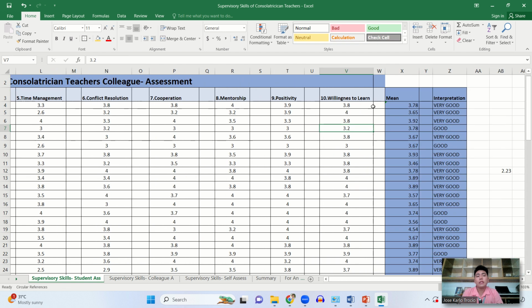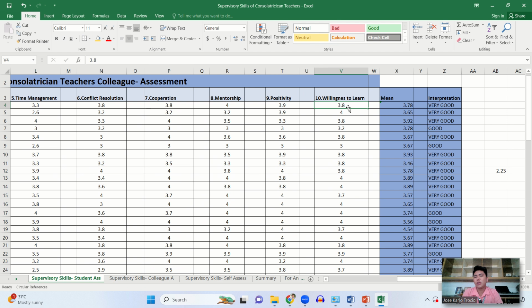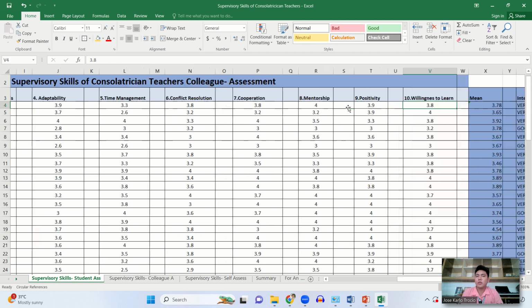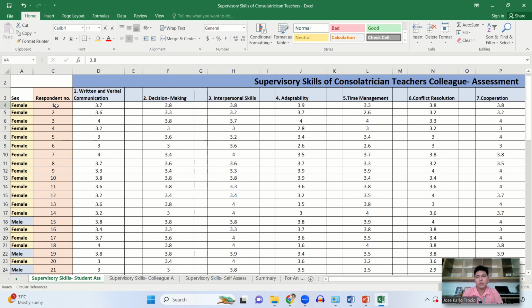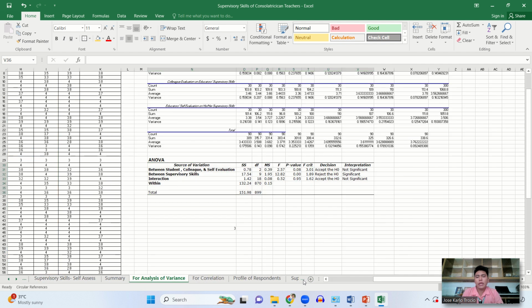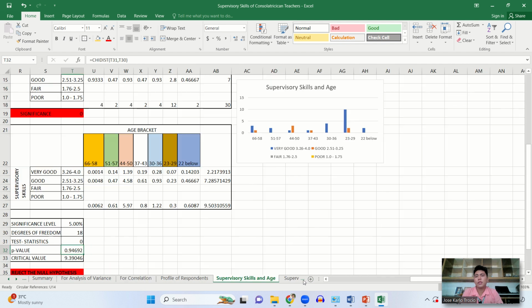If there are 10 questions, depending on your questionnaire. If the questionnaire is composed of 15 questions, then you divide it by 15. Okay, that is your mean for respondent number 1, and so on for respondent number 2.